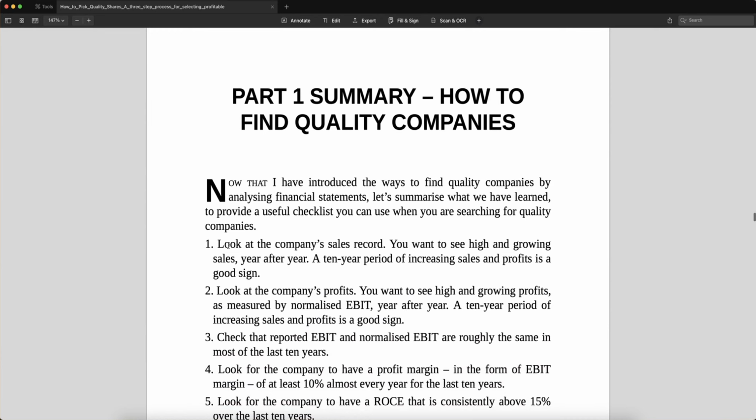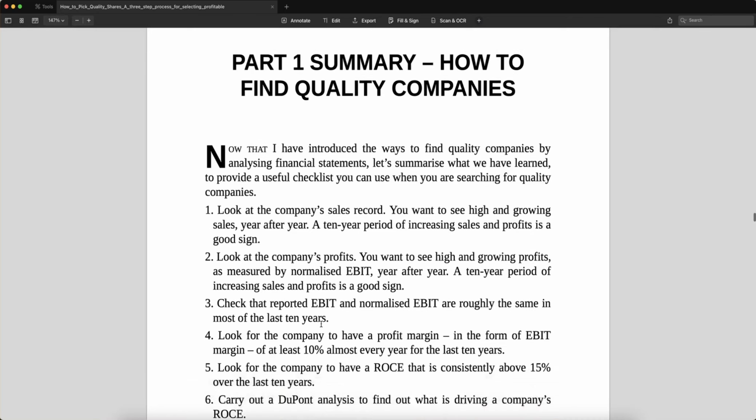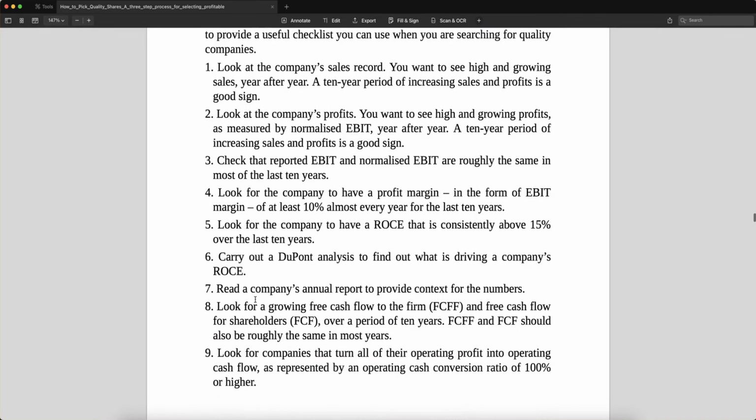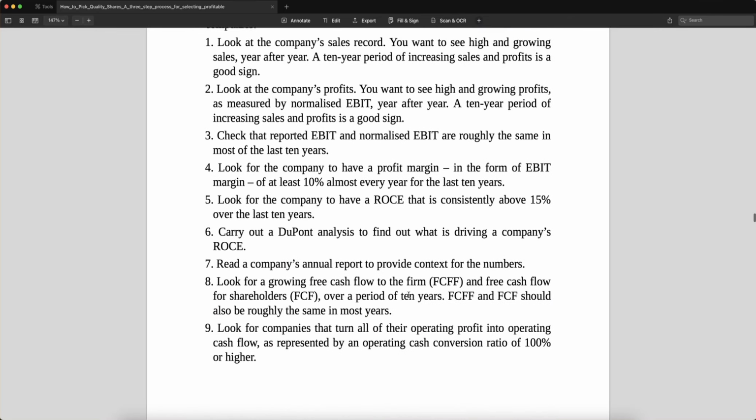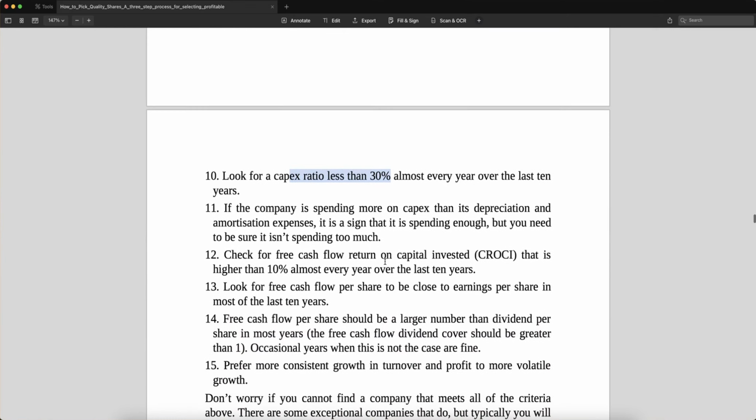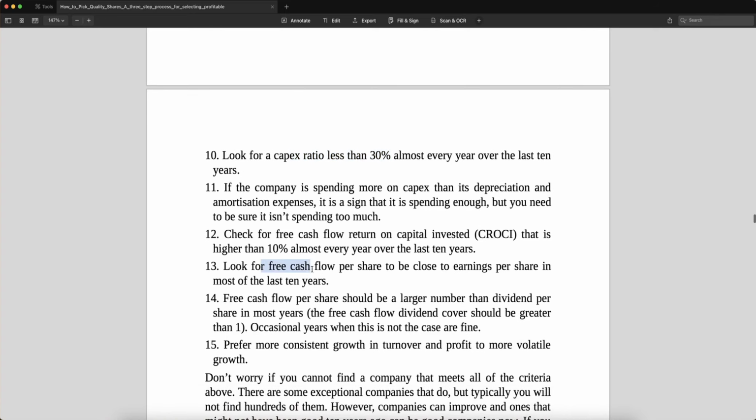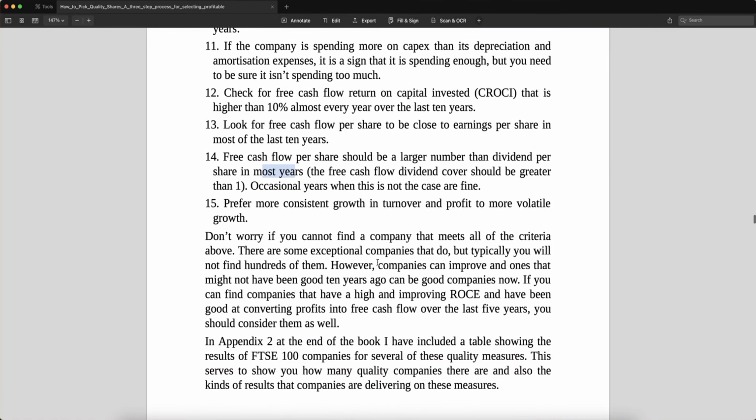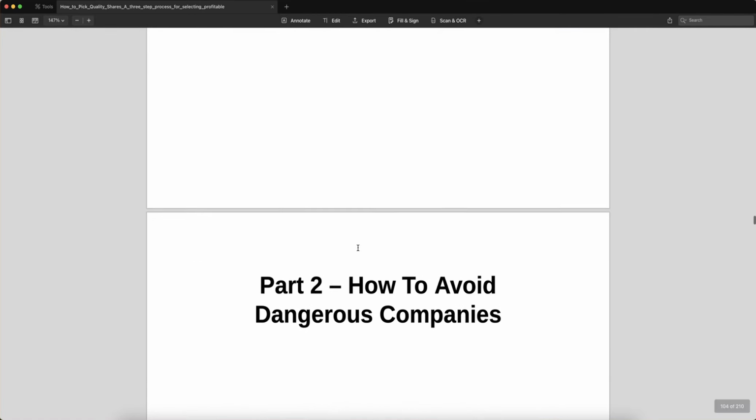So how do you find quality companies? Look for companies with a good sales record, good profit record, high ROC, high EBITDA, 15% ROC. Do a DuPont analysis, calculate FCFF, FCFE. Then you see how these ratios look on capex ratio. A capex ratio less than 30 means you are a good business. You don't need much capex. High levels of ROC, between 8 to 12, we discussed. Look at free cash flow per share and earnings per share. Free cash flow might be different in different cases. Look at that and how these things can be manipulated.